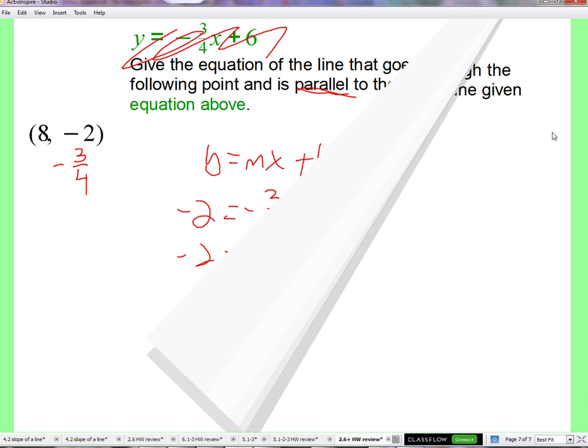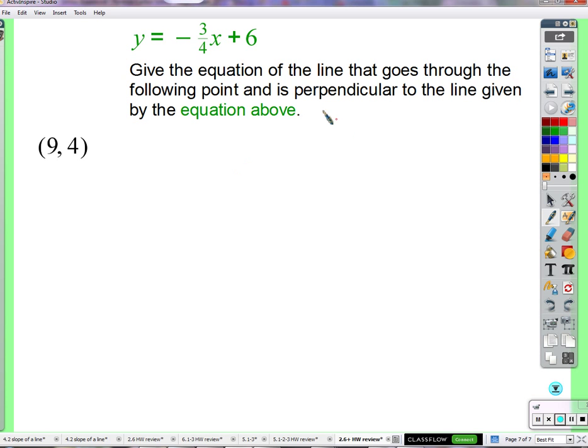Okay. Here we go. Same kind of deal, only this time it's perpendicular. So the slope of this line is going to be what?